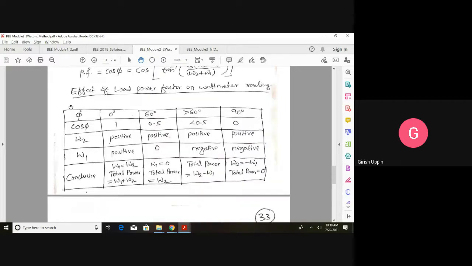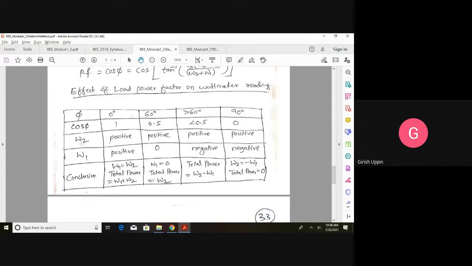So this is the effect of load power factor on the wattmeter. This is the angle between the voltage and current. 0 means this is resistive. 90 means either it is a capacitor or an inductor, and in between some readings. So cos of 0 is 1, cos of 60 is 0.5. Cos of any angle greater than 60, it will be less than 0.5. Cos of 90 is 0.